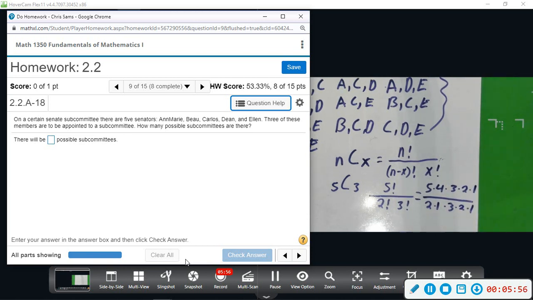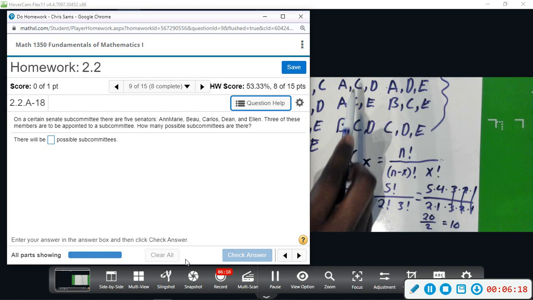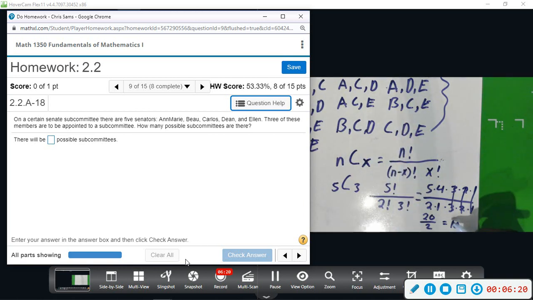So what will always happen is something from the top and the bottom will divide out. So we have 5 times 4, which is 20, divided by 2 times 1. So we have 20 over 2, 20 divided by 2, which gives us 10. So as you can see, we got 1, 2, 3, 4, 5, 6, 7, 8, 9, 10, and this gives us 10 as well.